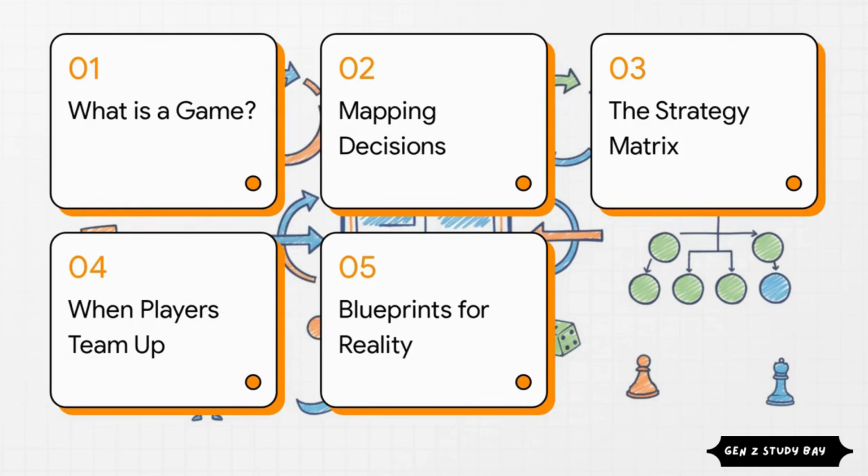So here's our game plan. First, we're going to nail down what a game really is. Then, we'll explore two key blueprints for drawing them out: the super intuitive decision tree and the really powerful strategy matrix. We'll even check out what happens when players can actually team up. And finally, we'll tie it all back to the real world. Okay, let's get into it.